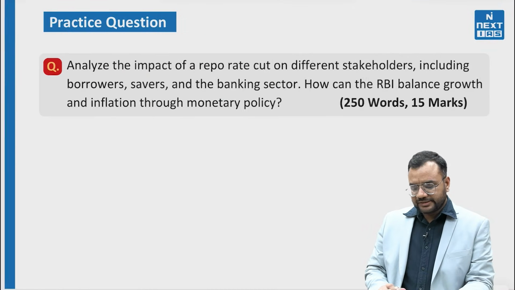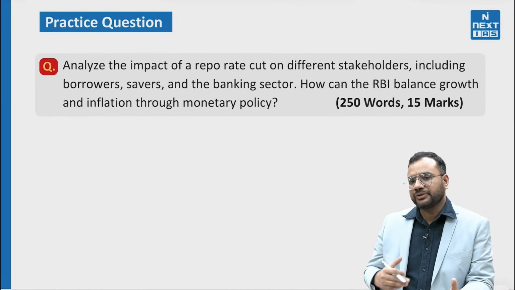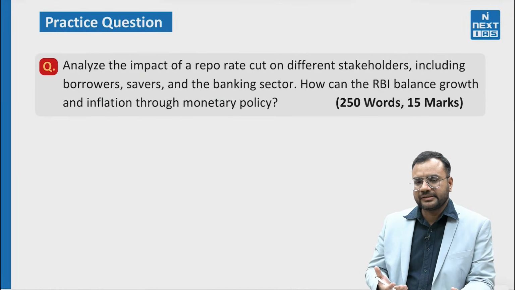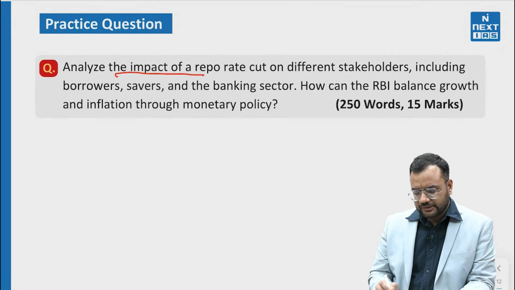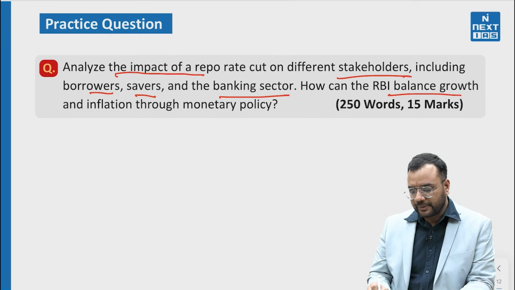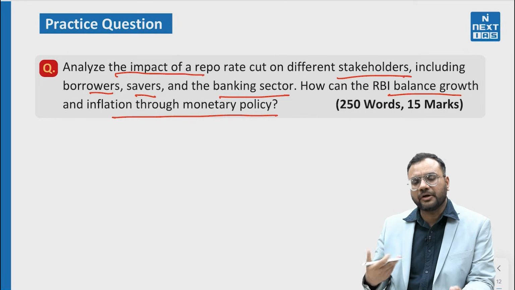So let us see a practice question which you can use for practice. Post the solution in our comment section. Analyze the impact of a repo rate cut on different stakeholders, including borrowers, savers, and the banking sector. How can the RBI balance growth and inflation through monetary policy?